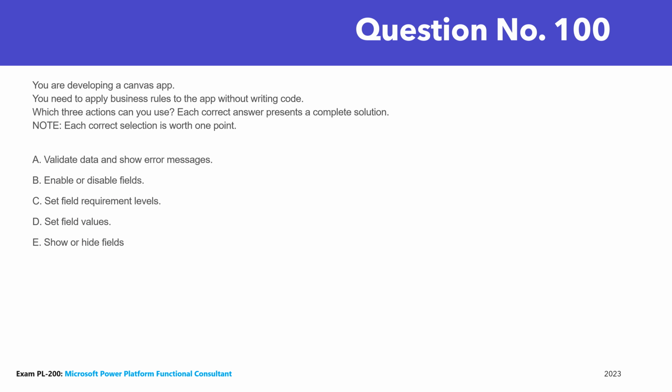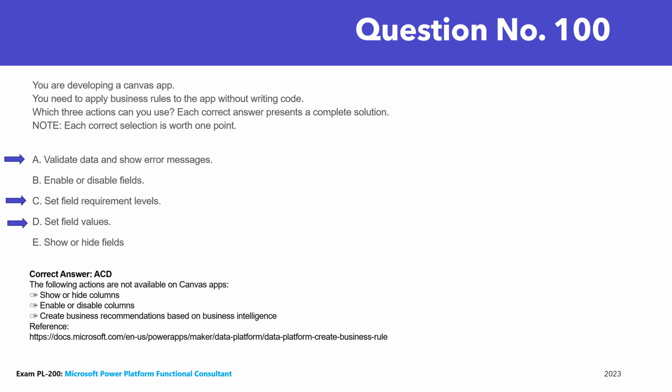You are developing a Canvas app. You need to apply business rules to the app without writing code. Which 3 actions can you use? Each correct answer presents a complete solution. Note, each correct selection is worth 1 point. A. Validate data and show error messages. B. Enable or disable fields. C. Set field requirement levels. D. Set field values. E. Show or hide fields. Correct answer, A, C, D.